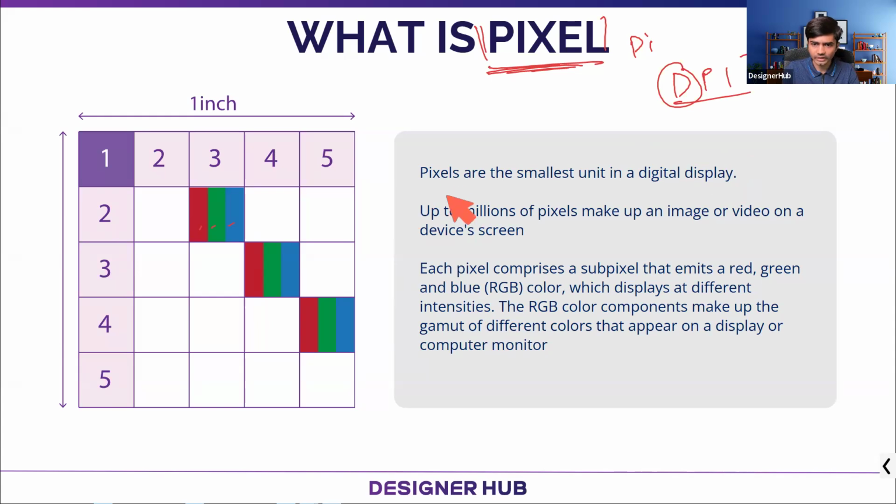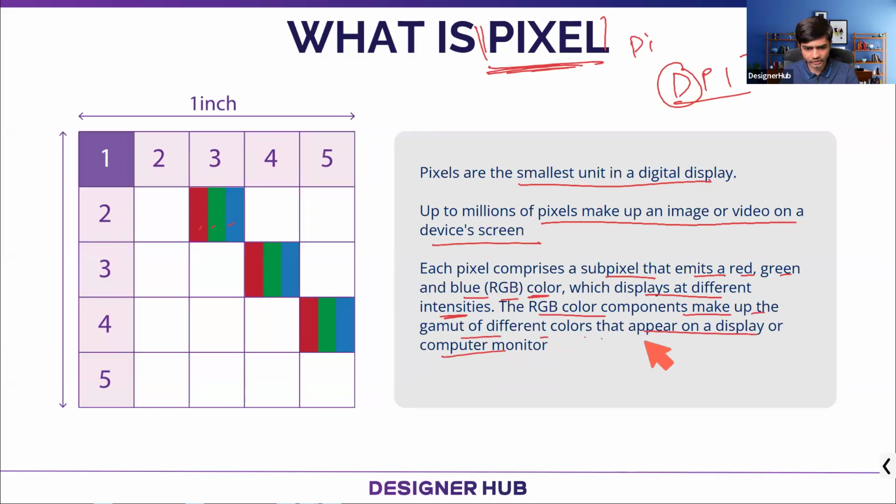So let's understand. Pixels are the smallest unit in a digital display. Up to millions of pixels make up an image or a video on the device screen. Each pixel comprises sub-pixels that emit red, green, and blue RGB color, which display at different intensities. The RGB color components make up the gamut of different colors that appear on the display of your computer monitor.